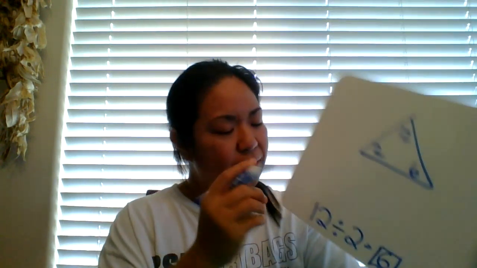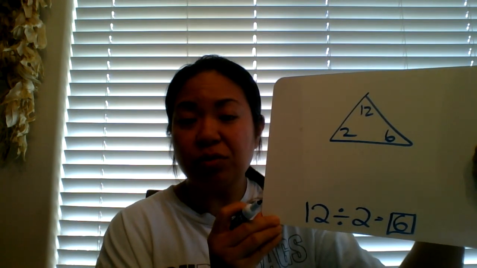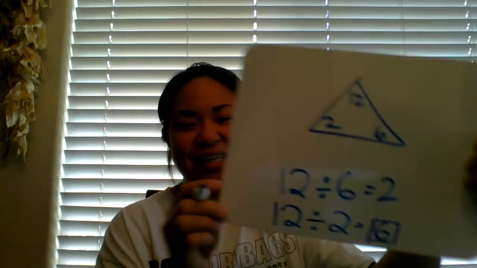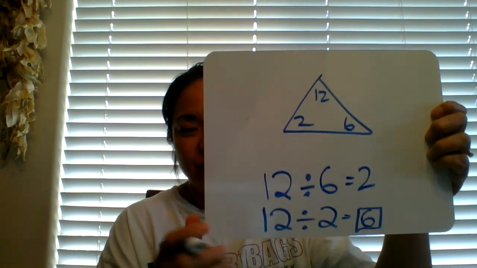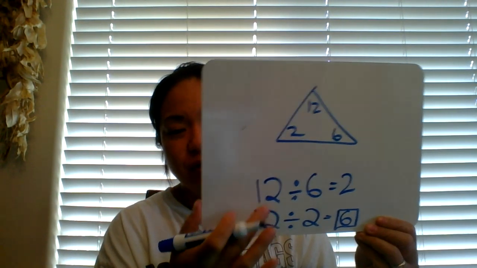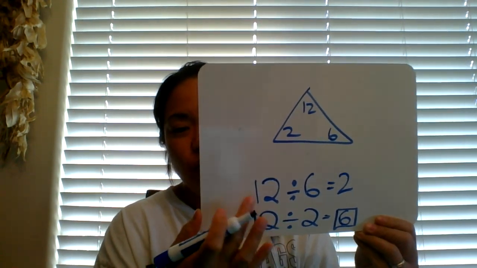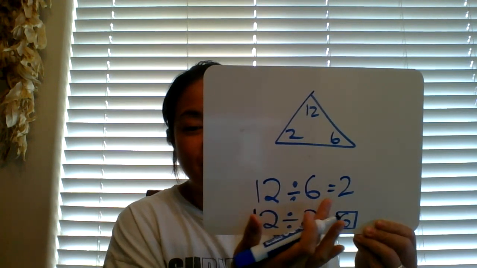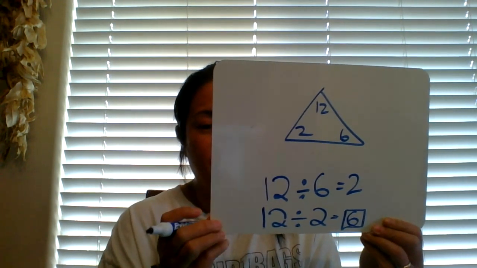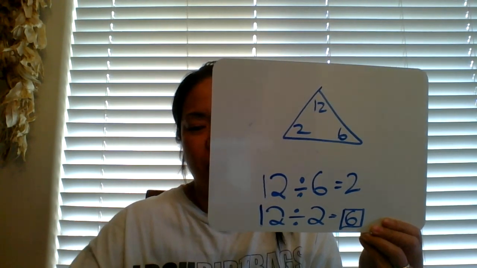Can you think of another way to write this division problem? I hope you said 12 divided by 6 equals 2. That is correct. So as you see, our 12 came first in both of these equations, followed by these 2 dividends. That's what we call the other numbers in a division problem, excuse me.